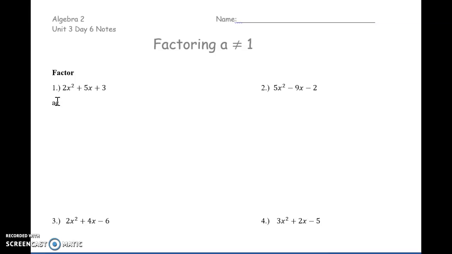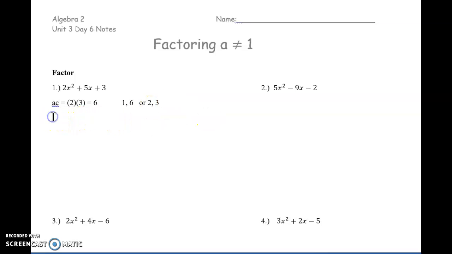So a times c. A, you remember, is the coefficient on the x squared, not the x or the square, just the coefficient. So a in this case is 2, and c, that's the constant, is 3. 2 times 3 is 6. So my task is to think of two numbers that multiply together to be 6 and add together to be 5. Well, I only have a couple of things that multiply together to be 6, 1 and 6, or 2 and 3. And 1 and 6 would add together to be 7, so it must be 2 and 3 that add together to be 5.